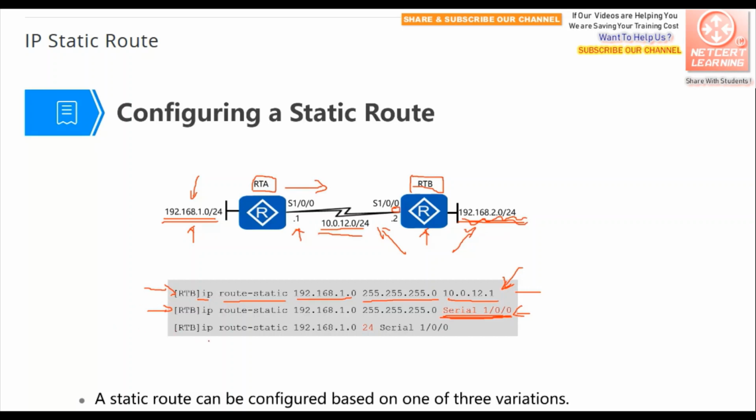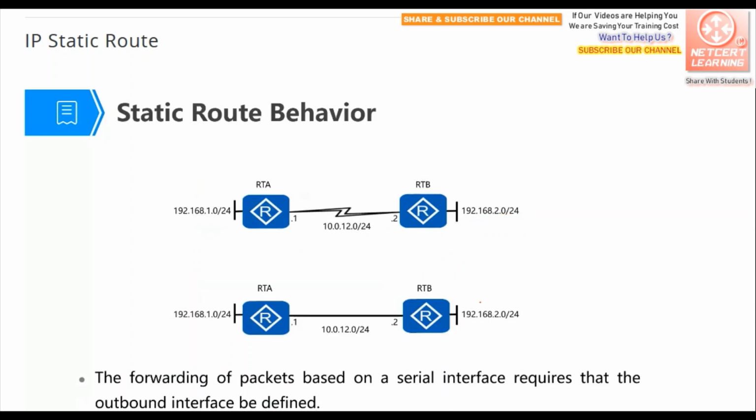And then third, we can abbreviate the mask as this, the mask length. This is a simplified configuration. This is an example. Then we will explain when we can use the output interface and when we can use the next hop.